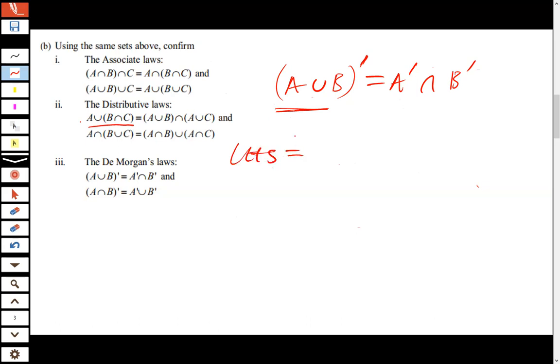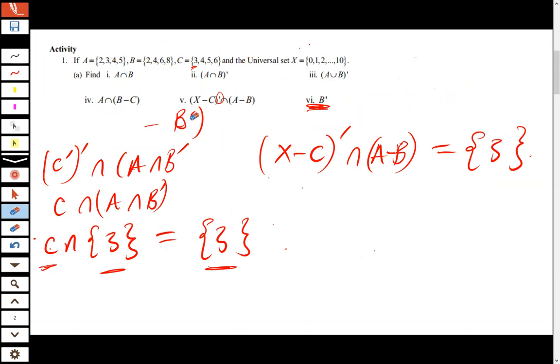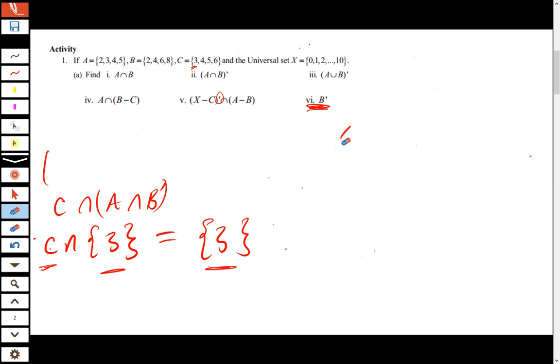For the left-hand side, you first deal with what is in the brackets, you find the answer, and then after finding the answer, you find the complement of that answer, given the universal set. We've been given the universal set in this question, because they are telling us to use the same sets which we have here. So we use the same sets which have been given, these sets A, B, and C, even the universal set there.